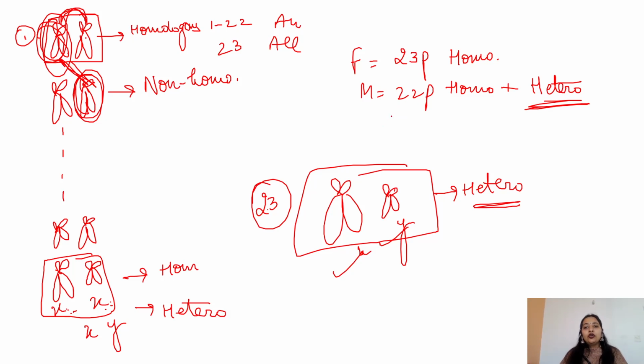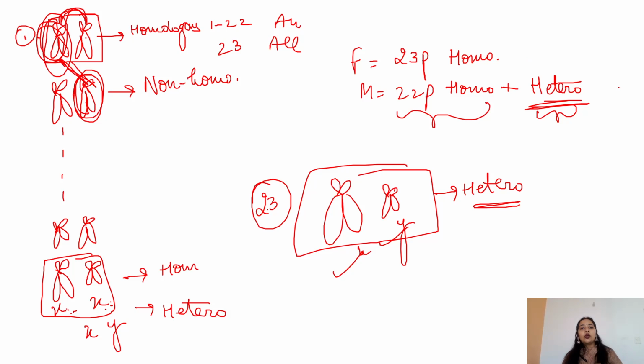So in males, 22 pairs of homologous chromosomes plus 1 pair of heterologous chromosomes. I hope all the terminology till here is clear to you. Autosomes, allosomes, sex chromosomes, homologous chromosomes, non-homologous chromosomes and heterologous chromosomes, plus DNA, chromatin and chromatid. Clear? Now the last thing that we will be talking about today is ploid.